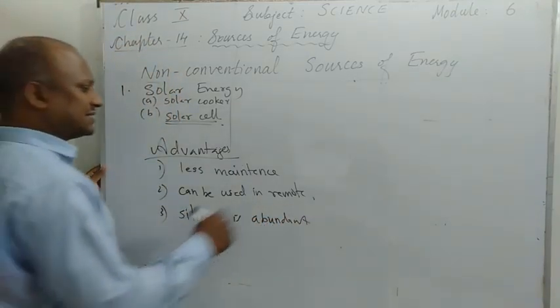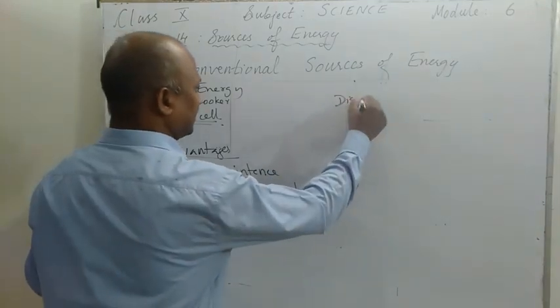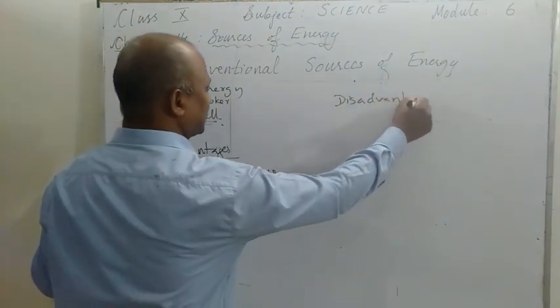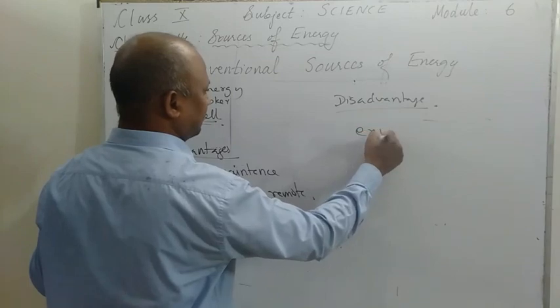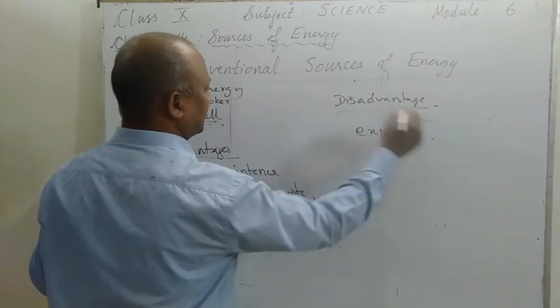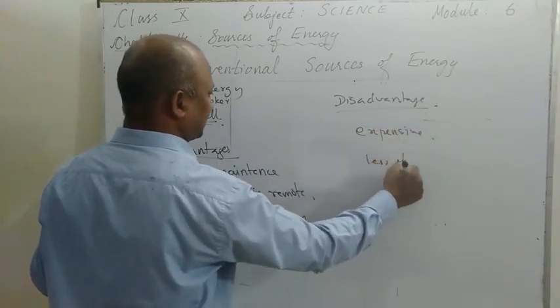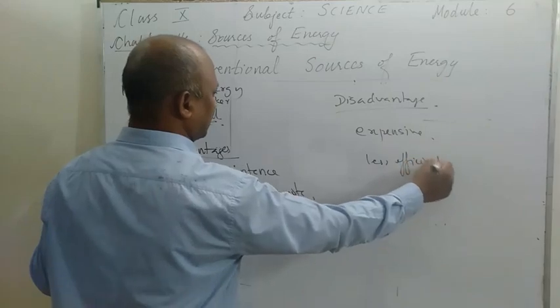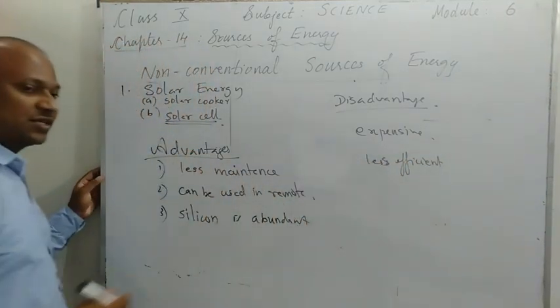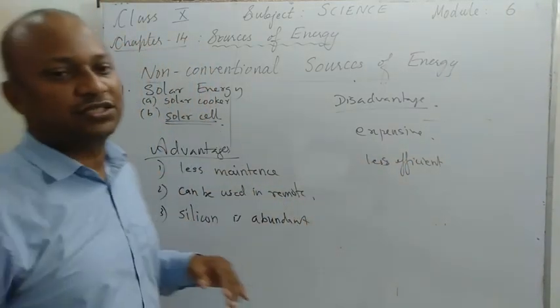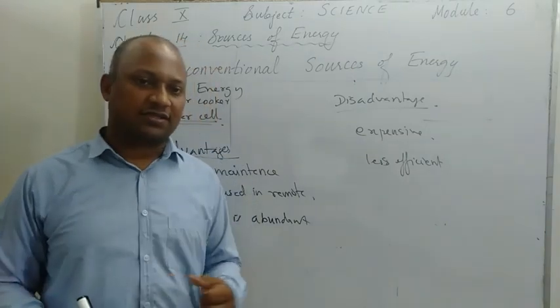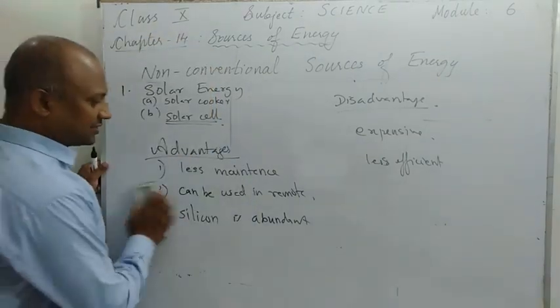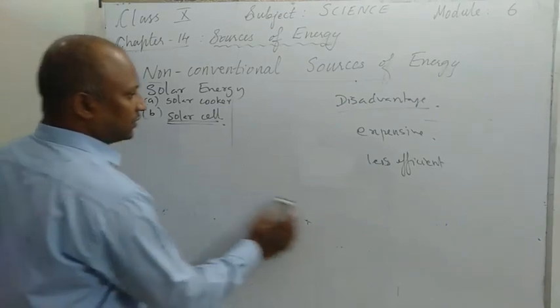And what about the disadvantages? The disadvantages are that it is expensive and less efficient, because a lot of energy is wasted. Very little energy is absorbed by the solar cells. The next is its uses.